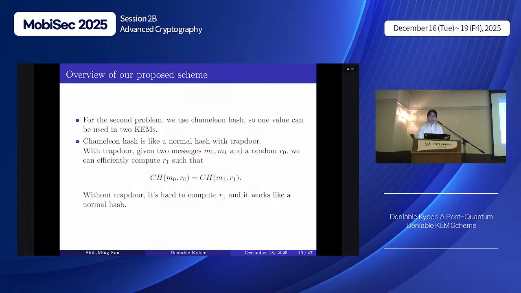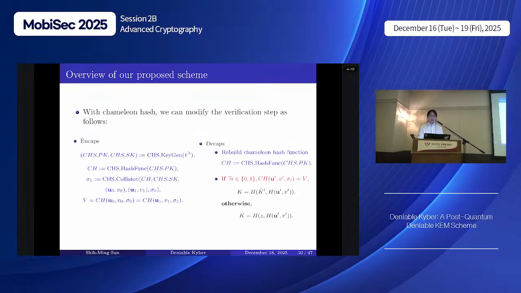For the second problem, we use chameleon hash. One value can be used in two KEMs. Chameleon hash is like a normal hash with a trapdoor. With the trapdoor, given two messages N0, N1, and a random R0, we can efficiently compute R1 such that these two hash values are the same. And without the trapdoor, it's hard to compute R1 and it behaves like a normal hash.